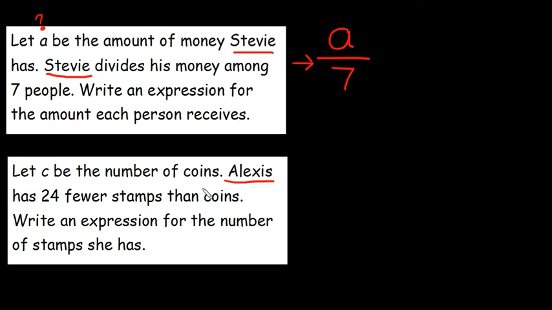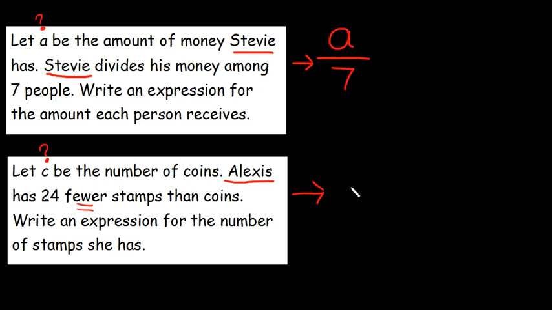All right, it says let C be the number of coins. There's our unknown, but I tried to make it italic so you could tell that it was a different looking letter. Alexis has 24 fewer stamps than coins. Write an expression for the number of stamps she has. Well, she has fewer stamps, right? That means less. That means take away. So apparently she has more coins, but we don't know how many coins. But we do know we can write that unknown as C.